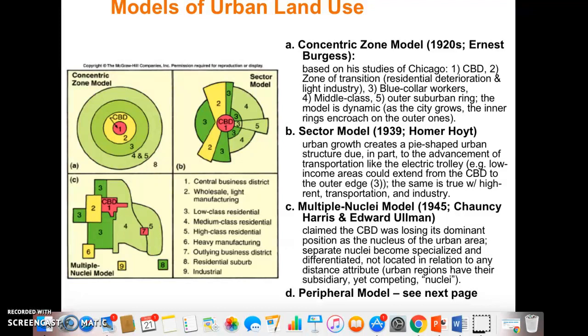So one of the first models mentioned in your review book is the concentric zone model, which was created in the 1920s by Ernest Burgess. It is based on his studies of Chicago, and it is a model for how cities are developed. Ernest said that you'd have the central business district in the center of the city.